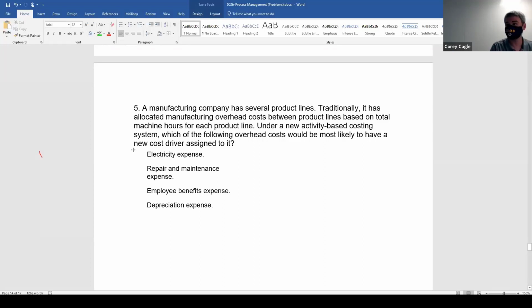Electricity expense, machine hours would certainly drive that. Repair and maintenance, the more we run it, the more repairs. Employee benefits, no real relationship there, right? Not a good one. Depreciation expense, yeah, the more we use it, the more we use up the usefulness of our machines.